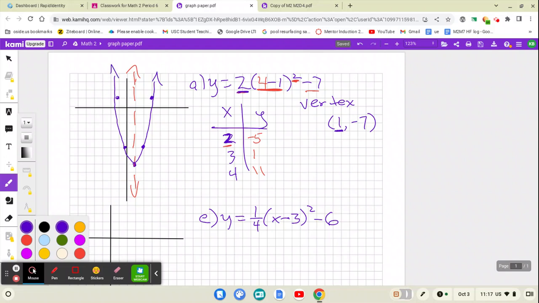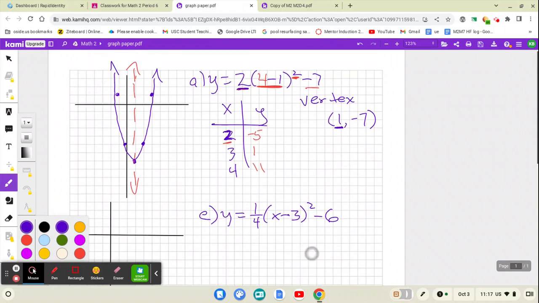It's really hard, I can't rest my hand. Try to make it look U-shaped rather than V-shaped. Try not to do a V.